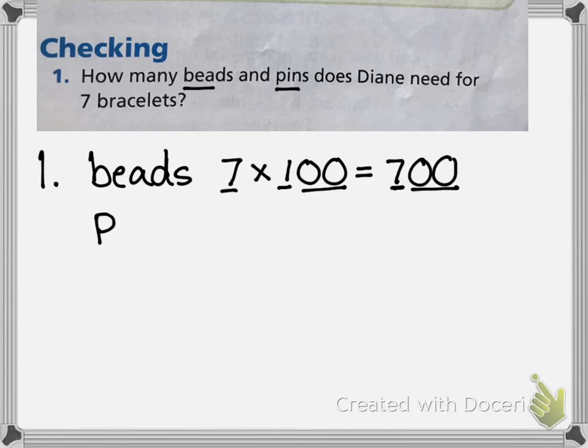So pins, 7 bracelets again, but this time, how many? 50. So now we have to be able to count by 50. So let's do that. 50, 100, 150, 200, 250, 300, 350.